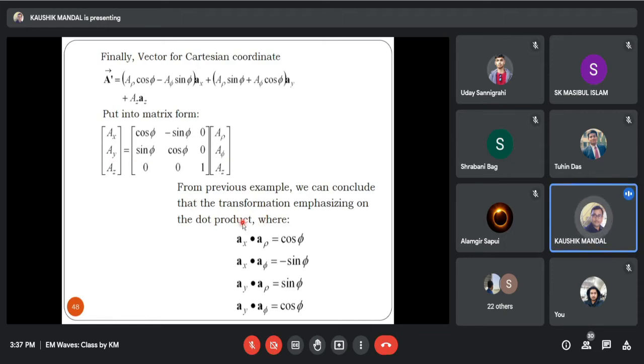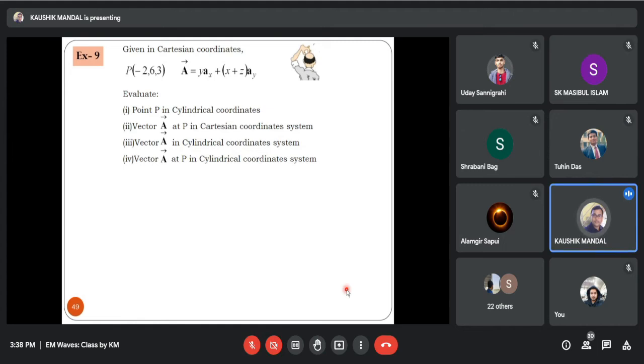So from this example, it has been found that ax dot a rho is cos phi, ax dot a phi is minus sin phi, ay dot a rho is sin phi, and ay dot a phi is cos phi. So these examples are more helpful to realize the transformation from one coordinate system to another. If we just discuss what is cylindrical, what is spherical, and what is Cartesian, it will not fulfill your purpose. You have to go through the examples properly to realize the transformation from one coordinate system to another.